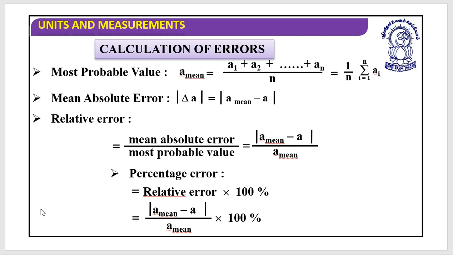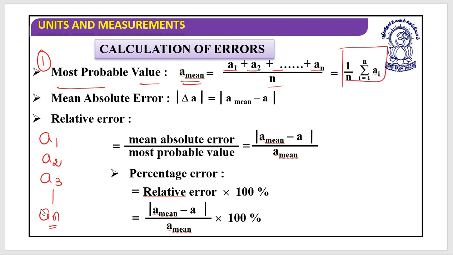How could I calculate the errors? Let's say this is very basic. Suppose you have taken N observations: A1, A2, A3 up to AN. At the very first stage, you need to find the most probable value, which I will call A mean. How? I will write A1 plus A2 plus A3 up to AN, divided by N, which is basically the mean value. So this is the first step.